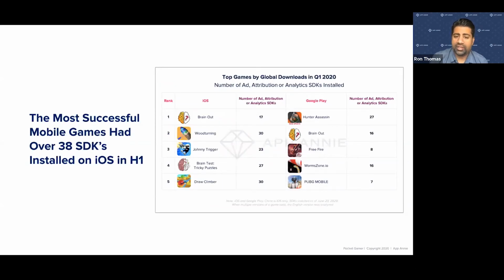You can take a look at whether it's Brainout or Hunter Assassin or Free Fire. There are a lot of SDKs there, and they're really trying to understand what this looks like in terms of the total advertising SDKs, attribution and analytics SDKs as well. So from a tech stack perspective, there's some complexity here, but it's also applicable in terms of being able to test and retest and have the right amount of flexibility. Interestingly enough, you'll notice Brainout had about 17, so it has actually shrunk, versus Woodturning, which has about 30.